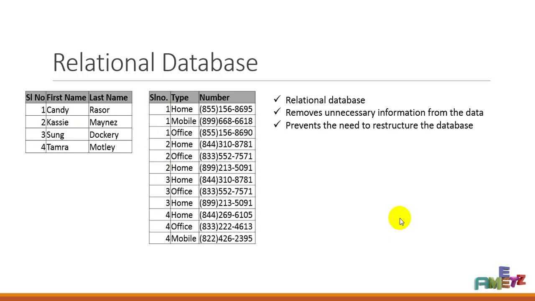So basically, this relational database will remove unnecessary information from the data. It will prevent us from restructuring the database from time to time. So our data is consistent, very structured, and very easy to maintain, and we can relate it very easily. This is the reason why we need to use the MS Access application.